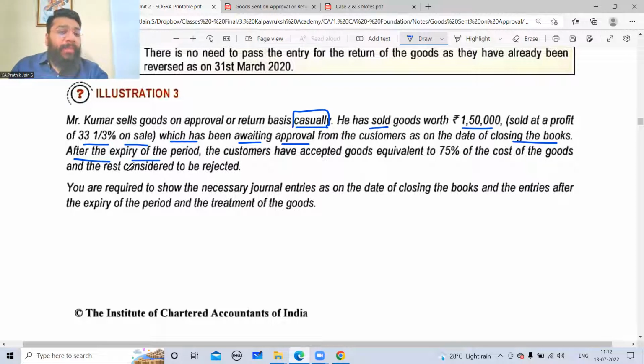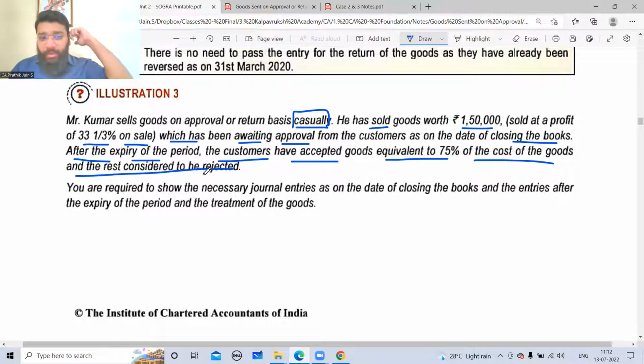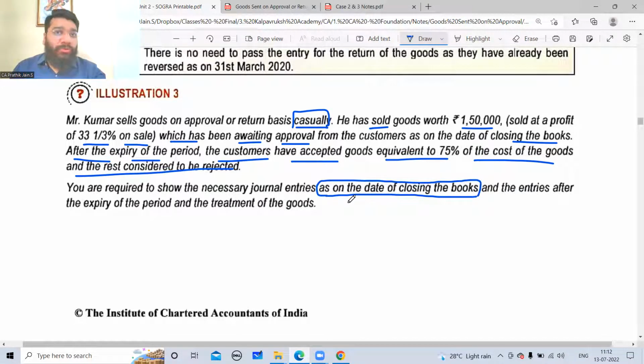After the expiry of the period, the customer has accepted goods equivalent to 75% of the cost of goods and the rest is considered to be rejected. You are required to show the necessary journal entries as on the date of closing the books, the entries after the expiry of the period, and the treatment of the goods.